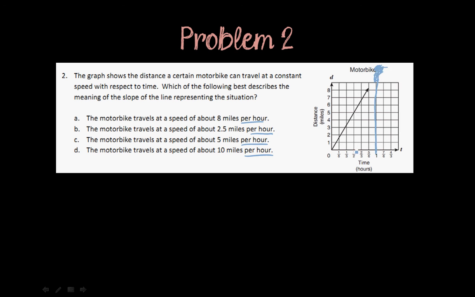So we can see here at 1/2 that you've gone 5 miles in half an hour. So after the whole hour, you'll have doubled that, and you'll have gone 10 miles. So it's 10 miles for every hour, 10 miles per hour, and that's your slope.